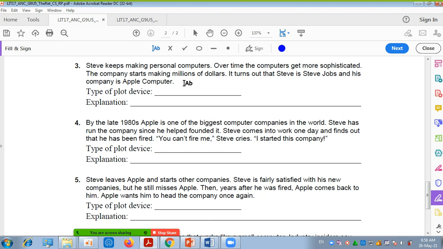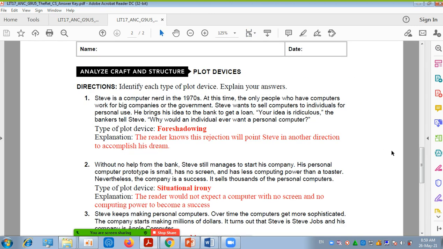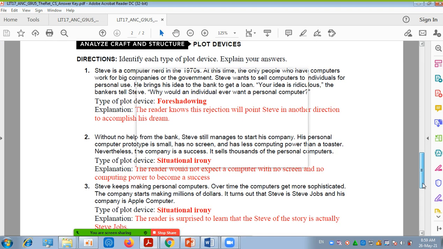No, it's not. Why, Iman? It's a surprise. He's telling you this is Steve, it's Steve Jobs, and this company is Apple Computer. But he said in the beginning, Steve. I told you that this Steve is Steve Jobs. I'm the one who told you, not the passage. Yeah, I know, but in the beginning it says Steve. It's a name. Anyone named Steve. And then we have only 1 minute.